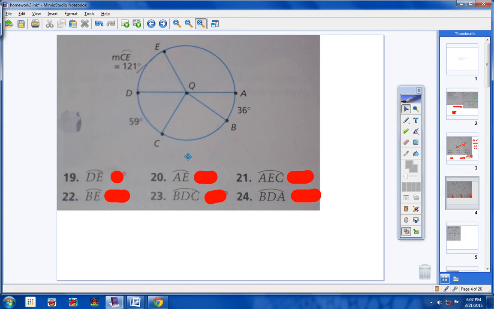And we've gone over this already when we went over your quiz, but we'll go over it again, okay? So here we go. Let's take a look here first of all at number 19. Okay, now arc CE, that means from C all the way to E.